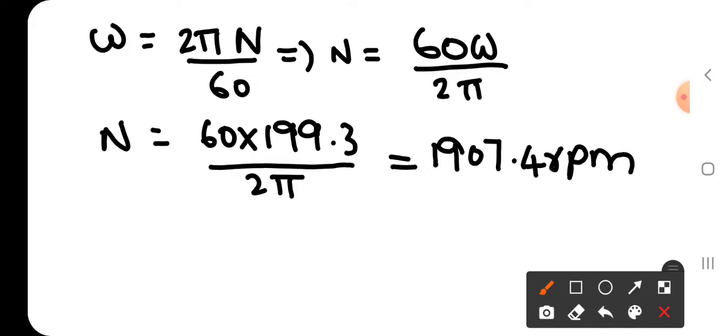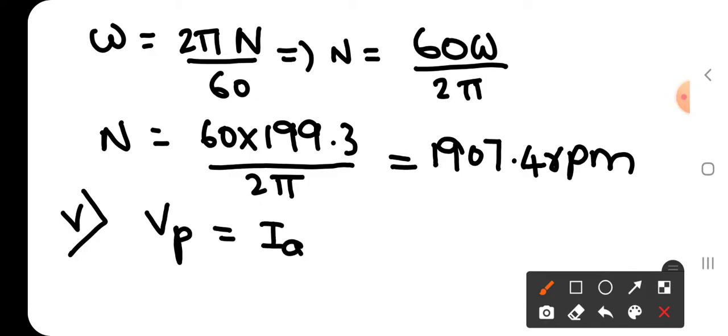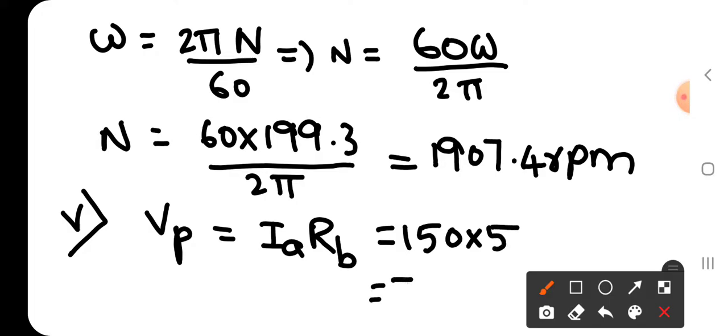Then what is the peak chopper voltage? The last one. Peak chopper voltage is equal to Ia into Rb, where Ia is 150 and Rb is 5. Therefore it is 750 volts. Yes, 750 volts. This is how we can solve the problem.